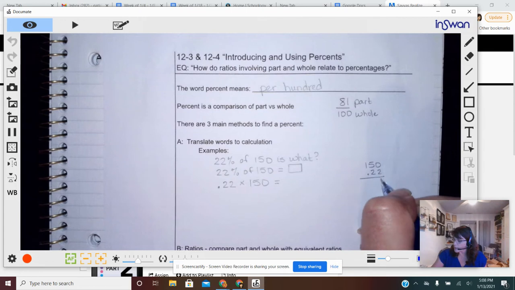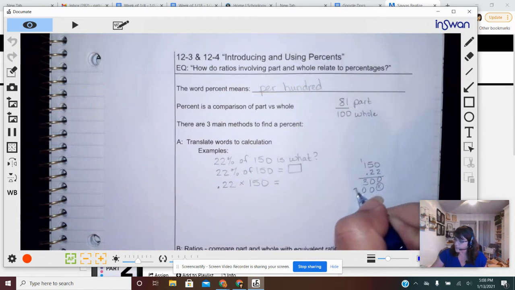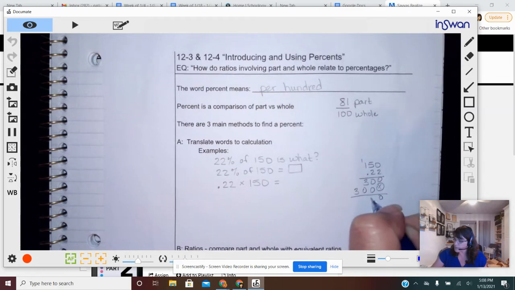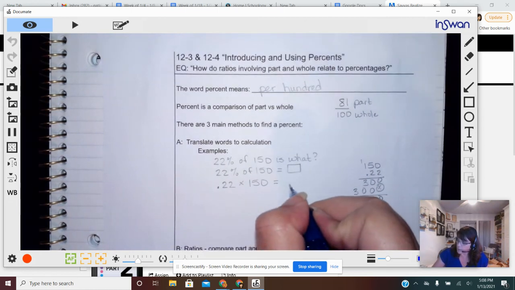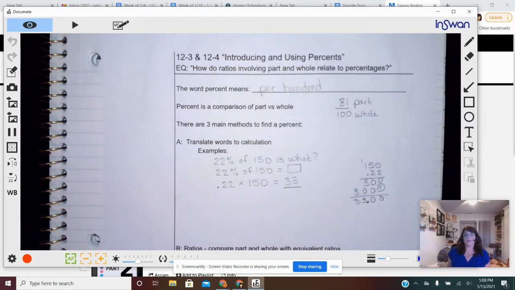150 times 0.22. 2 times 0 is 0, 2 times 5 is 10, and so on, giving 3300. I know there's 2 decimal places. Boom. So my answer is 33. 22% of 150 is 33.